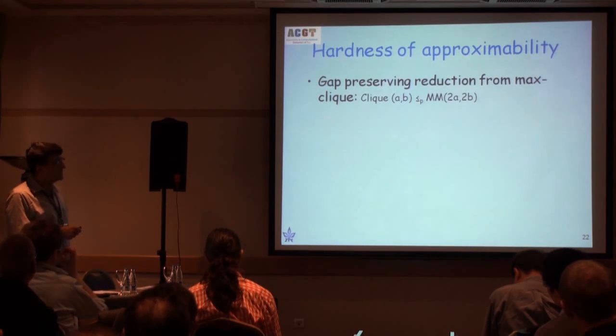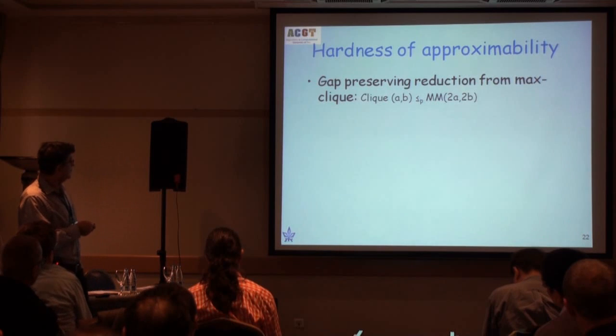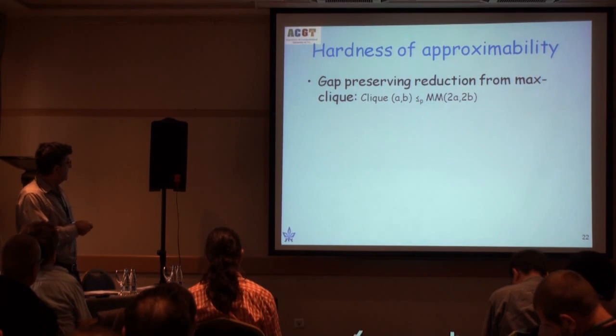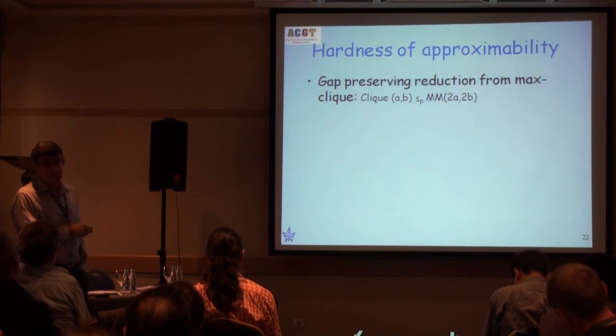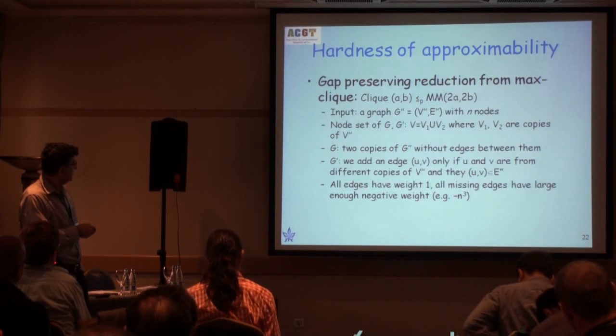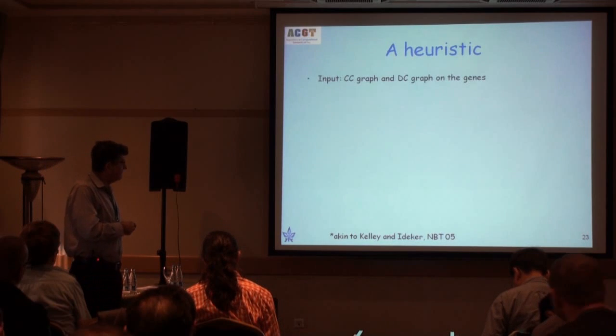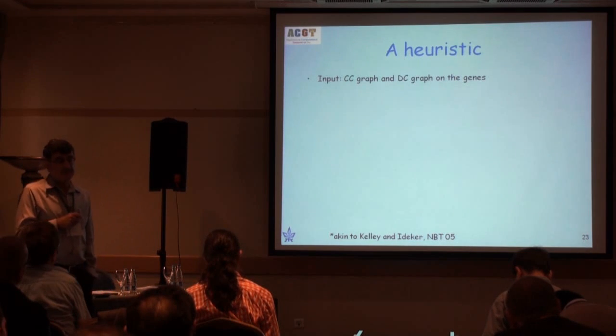So actually this is a hard problem. It's even a hard problem to approximate. We can show a gap-preserving reduction from maximum clique. I think I'll skip this part, and come up to a heuristic that we have developed for the meta-module finding.